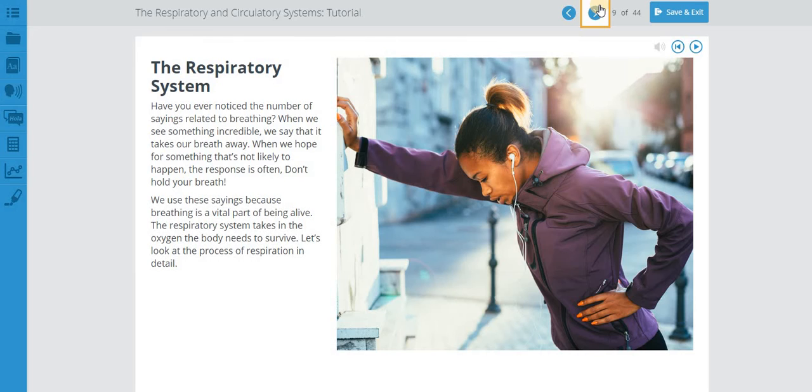Have you ever noticed a number of sayings related to breathing? Don't hold your breath. When we see something incredible, it takes our breath away. Breathing is a very crucial part of your body. It's something you do on a moment-by-moment basis. If you don't believe me, just hold your breath for a few minutes. Your brain can only go for literally seconds without oxygen.